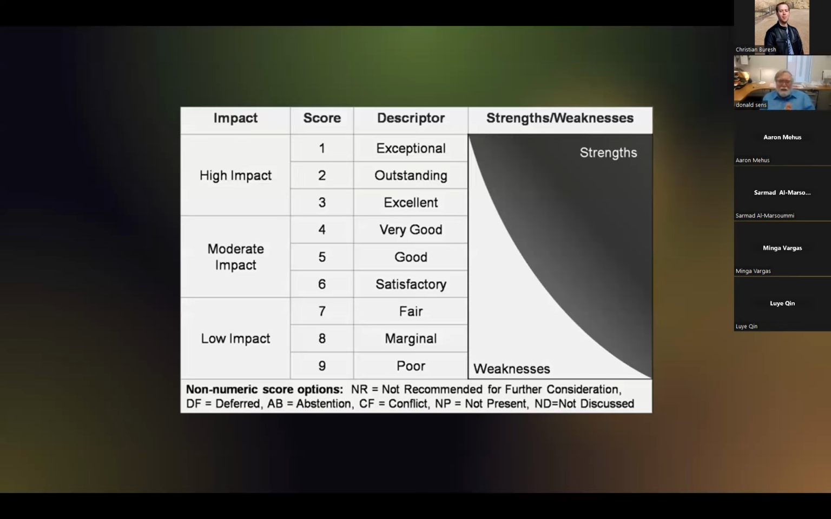So there's some non-numerical score options that I don't think we need to discuss here. You won't run into them on your R01 applications. But as your impact is high, you'll have high strengths. And as the impact is lowered, more and more weaknesses show up in the grant and fewer strengths. Next slide, please.